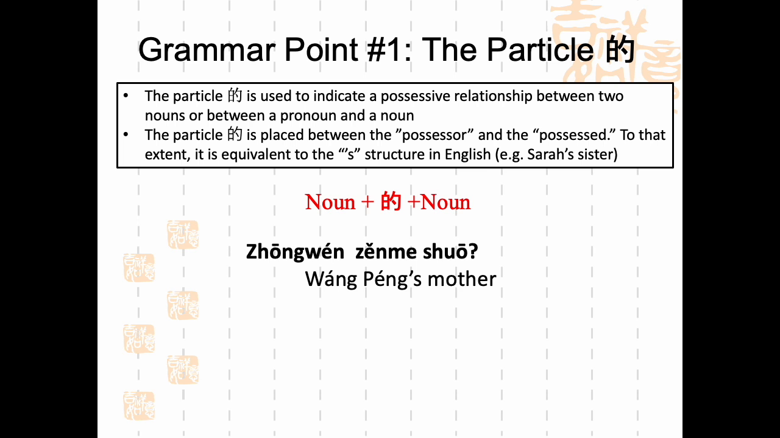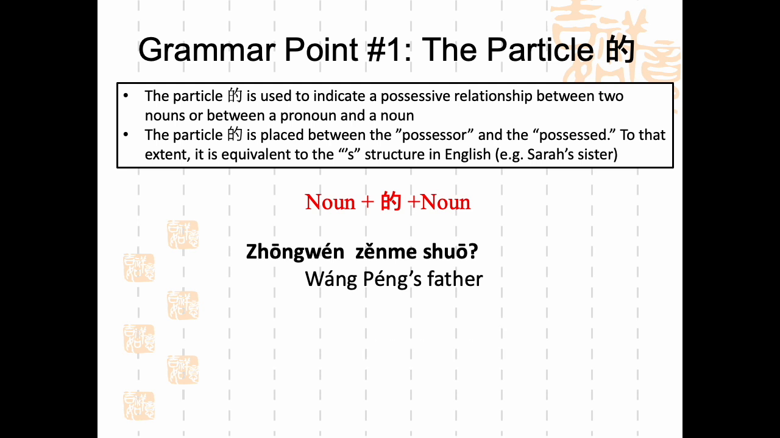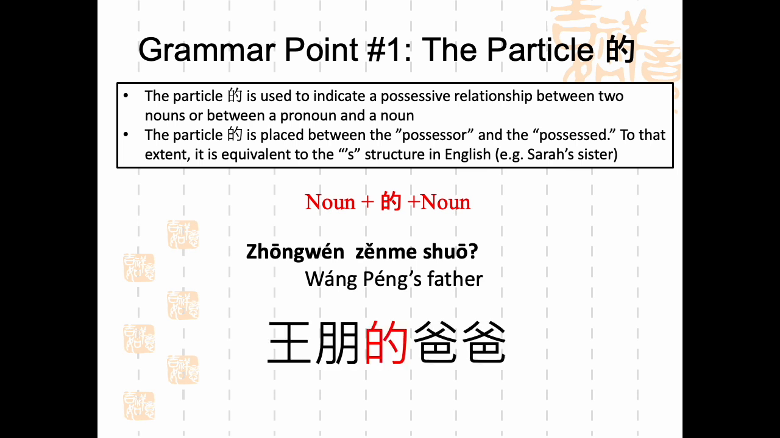Let's practice. 中文怎么说? Wang Peng's mother. It would be 王鹏的妈妈。好。中文怎么说 Wang Peng's father. 王鹏的爸爸。So notice how Wang Peng, the noun, is then followed by the possessive particle de, which is then followed by 爸爸, meaning father.